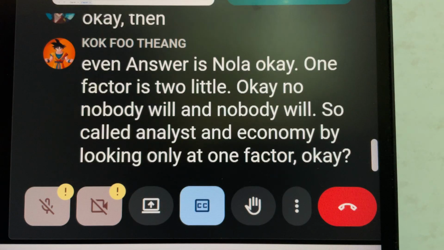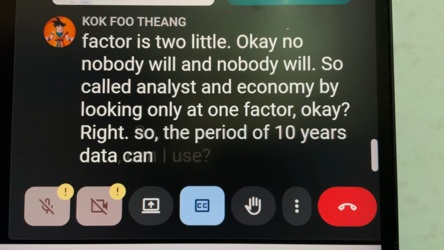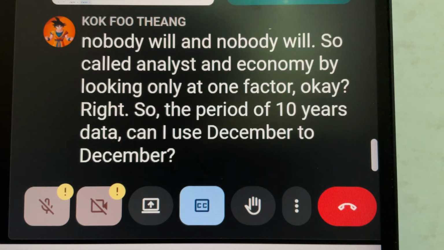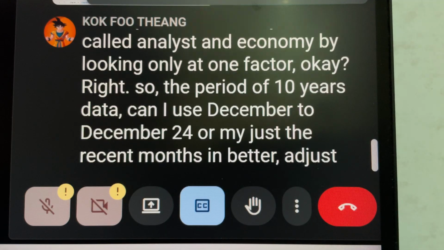Right. So for the period of 10 years of data, can I use December to December 24, or just the recent months? Better to adjust it to 2025.